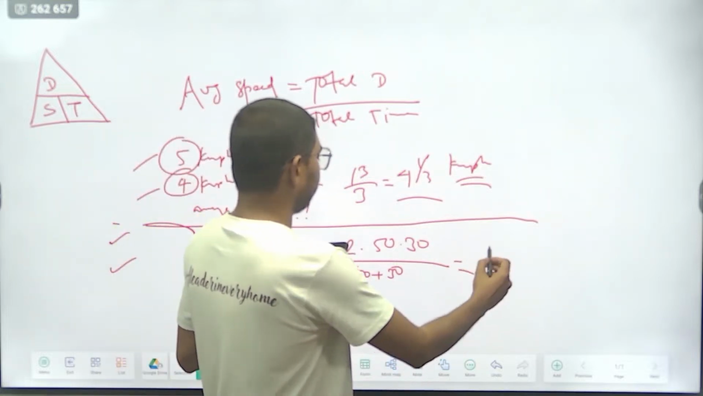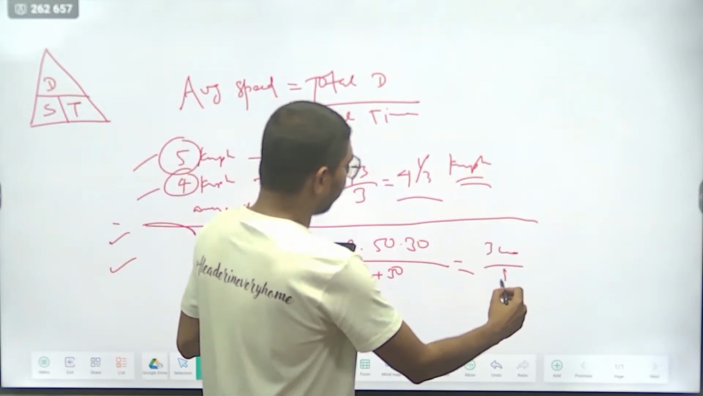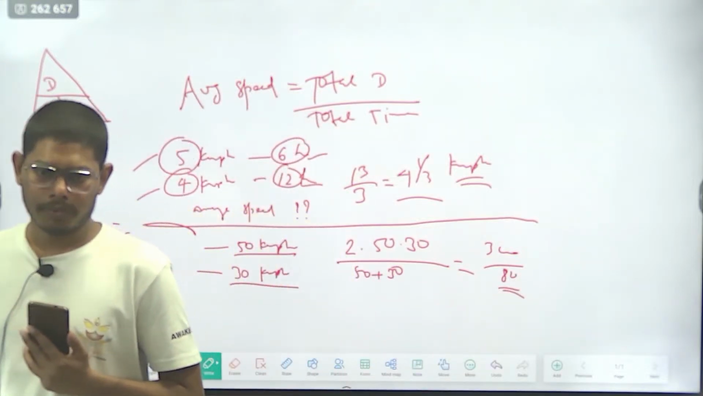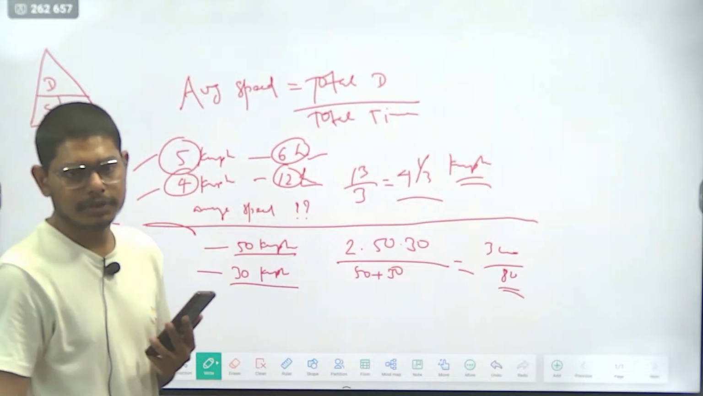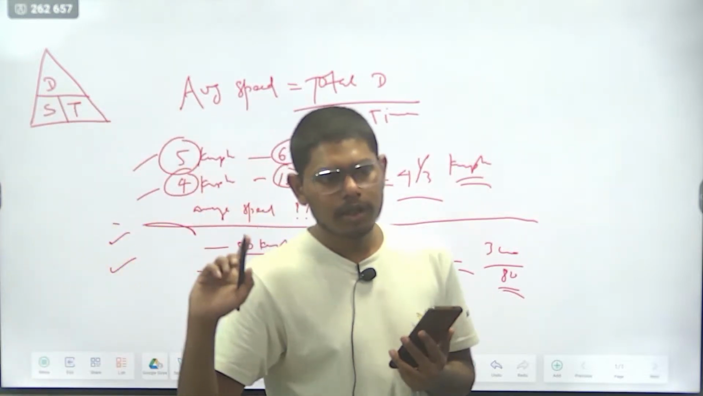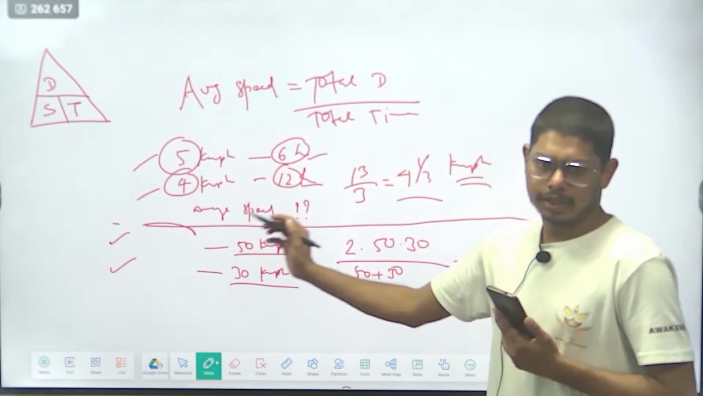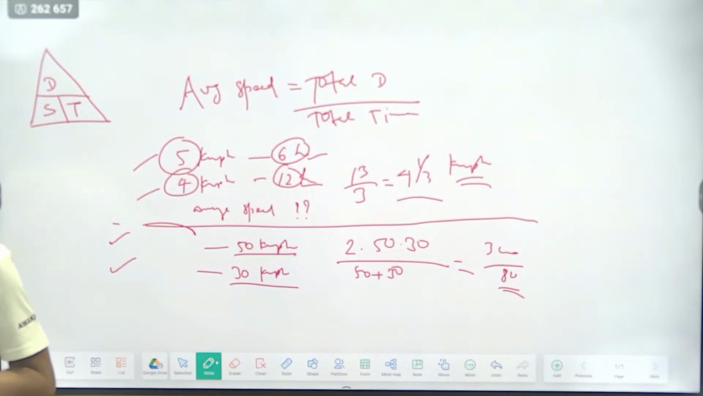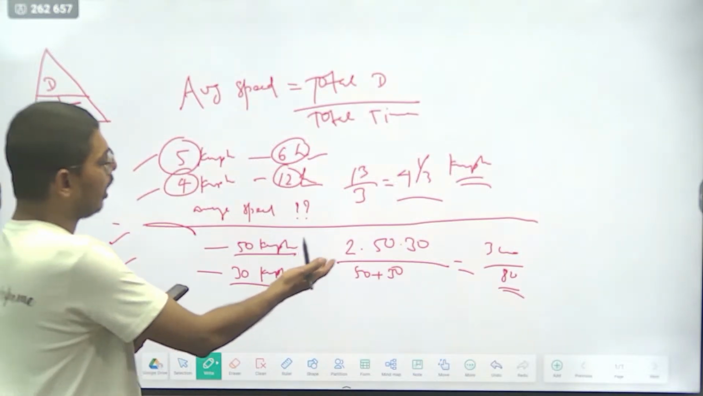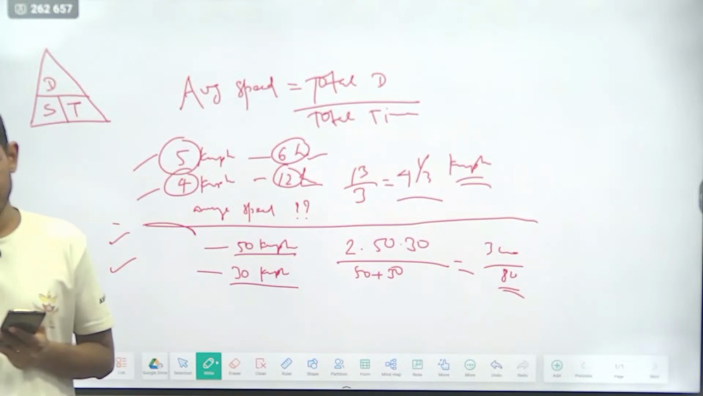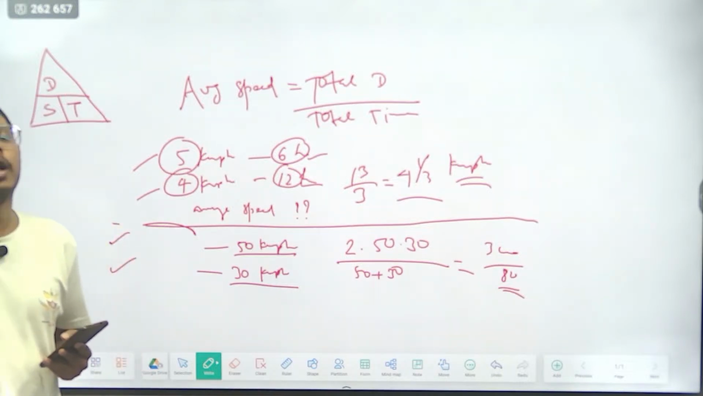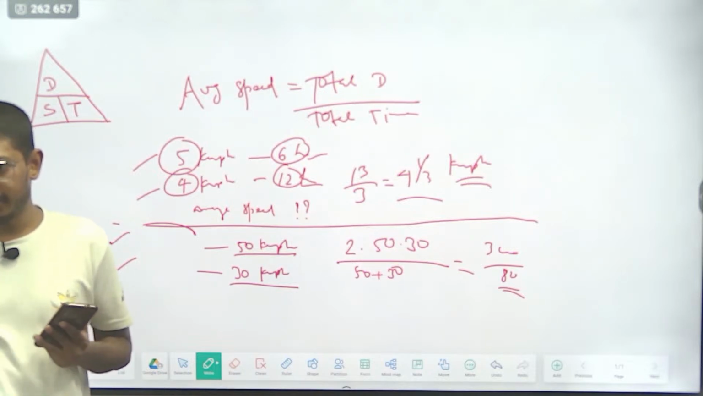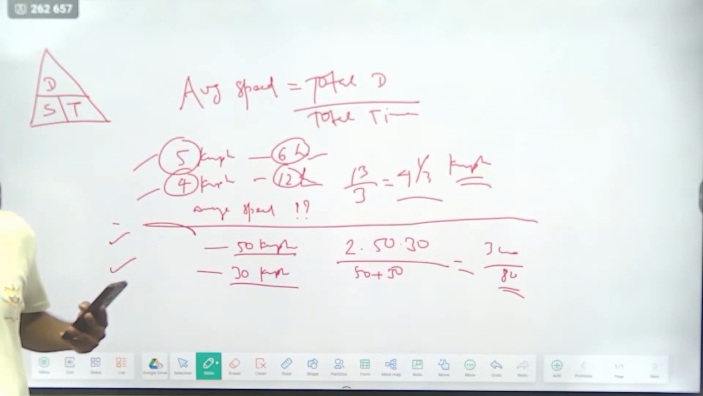How much is that? This is again 300 by 80. But we can't use it if the distance is different. That's only the case if the two distances being traveled are the same. If they say same distance, you have the liberty to assume the distance. You assume as per your convenience.